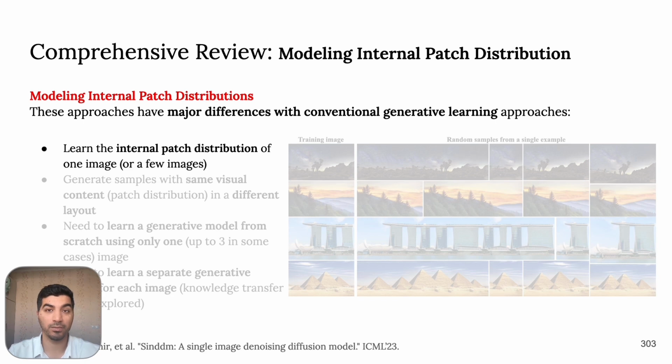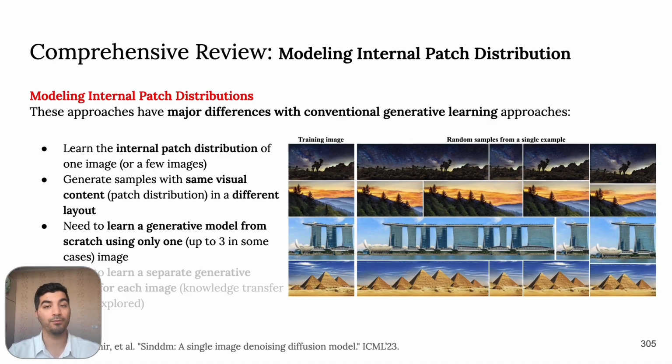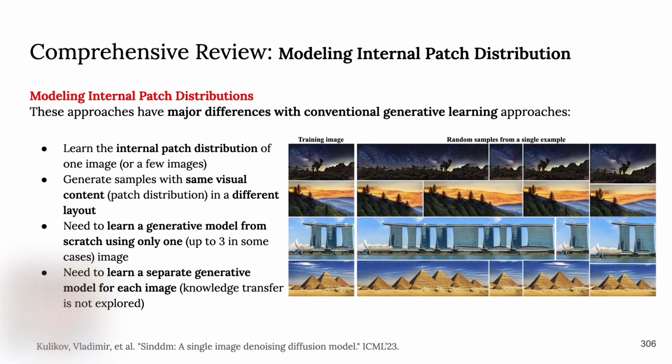They don't learn the distribution across many images. Second thing is that they generate samples with the same visual content or same patch distribution, but in a different layout. And approaches for this category need to learn a generative model from scratch using only one image, and in some cases up to three images. And finally, in this category, we need to learn a separate generative model for each image. And knowledge transfer is not explored in these approaches.